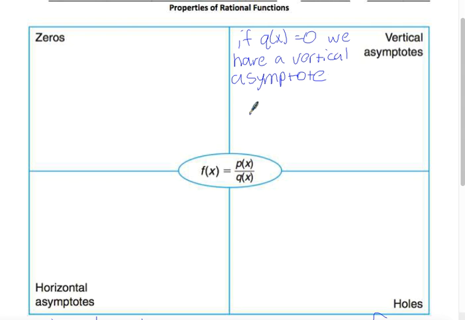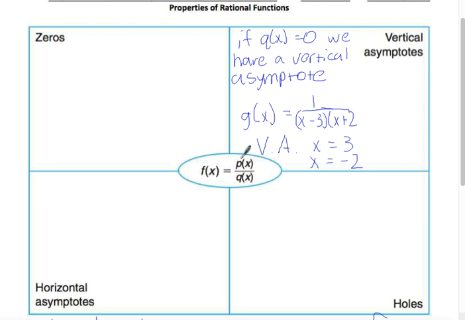For example, if I make up a function here, 1 over x minus 3 times x plus 2, then this function would have vertical asymptotes, which I usually abbreviate as VA. It has vertical asymptotes at x equals 3 and x equals -2, because both of those numbers would make the denominator 0, and we can't divide by 0.